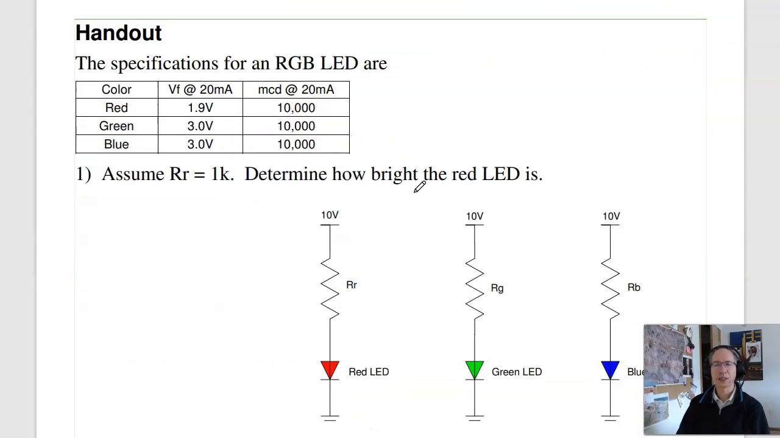So here's kind of a handout. Let's let you spend a couple minutes to work on this one. Come up with the resistances, or assume all resistances are 1K. Determine how bright each LED is.